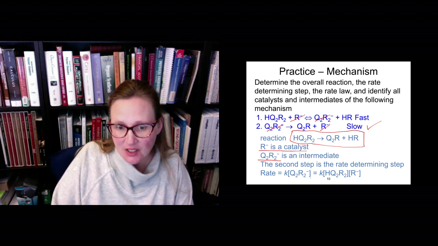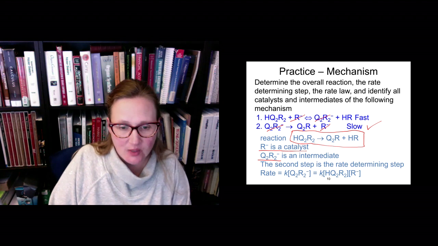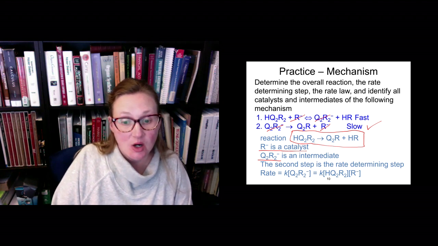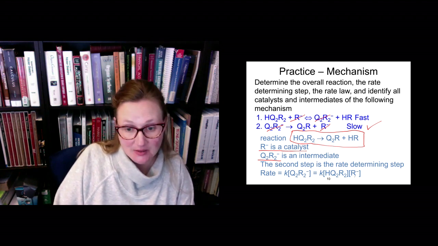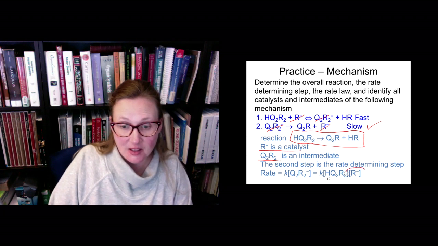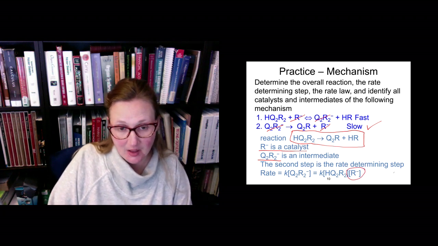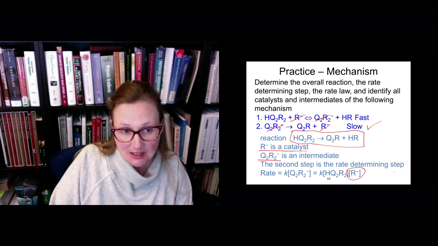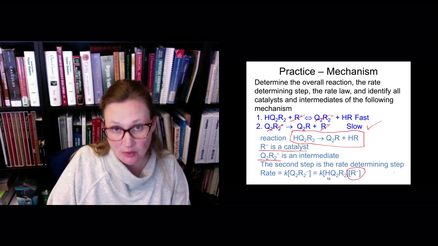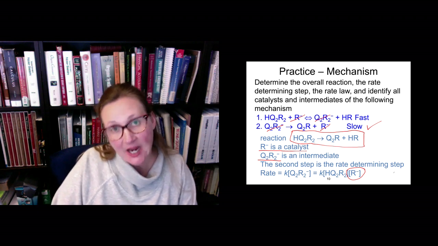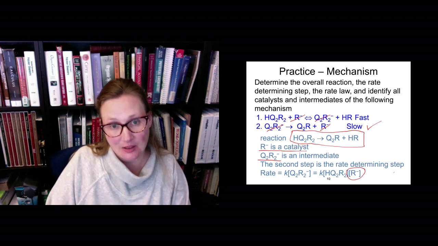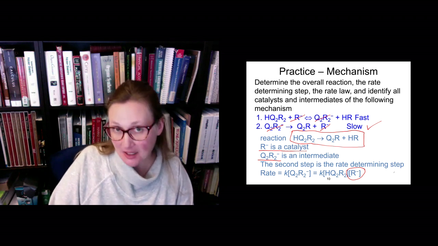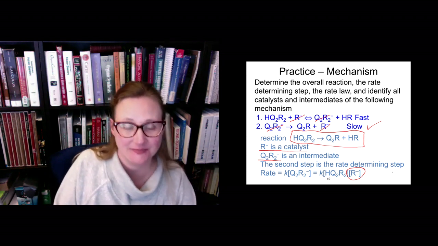Remember, that's the intermediate, so we need to solve for that. So the rate is equal to k2 times [R2] times [R minus]. This is the catalyst. So here, the rate law cannot have the intermediate in it because it's being consumed in the reaction, but it can have a catalyst in the rate law because that doesn't get consumed in the reaction.